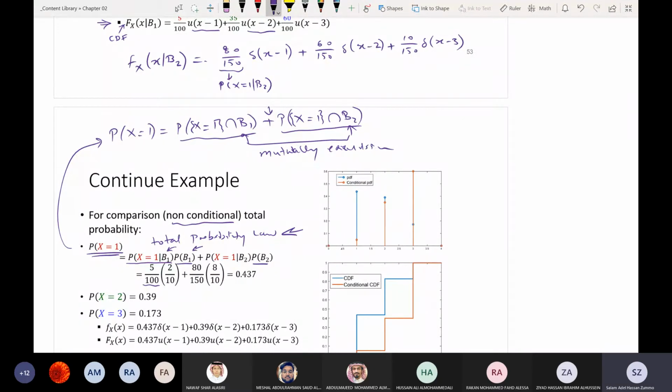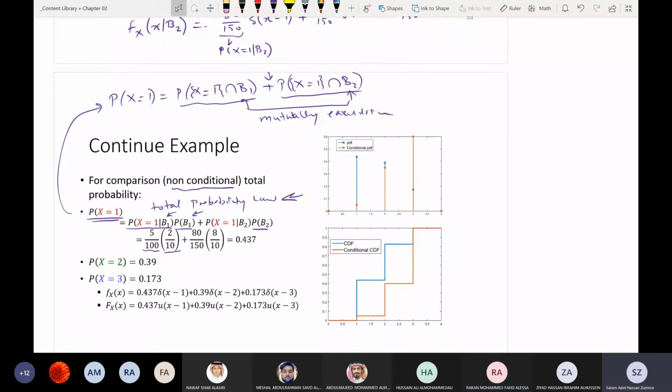What is the probability that I select b1? It is given in the question: 2 over 10. I said it's given in the question. Excellent. And now the probability that x equals 1 given b2.